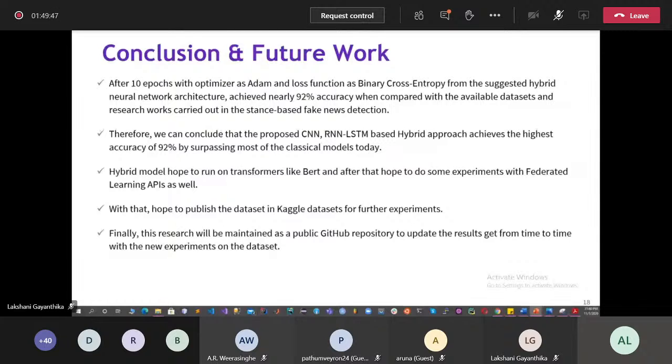And for the future work, hope to run this hybrid model on transformers like BERT. And after that, hope to do some experiments with federated learning APIs as well. And with that, hope to publish the dataset in a dataset repository for further experiments. And finally, this research will be maintained as a public GitHub repository to update the results from time to time with the new experiments in the dataset.